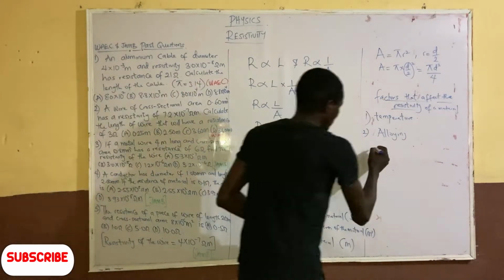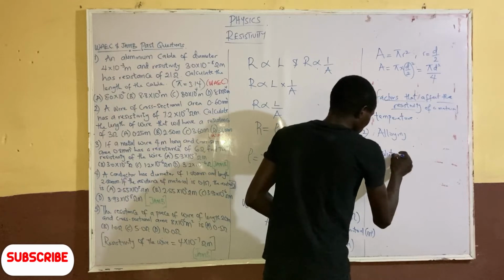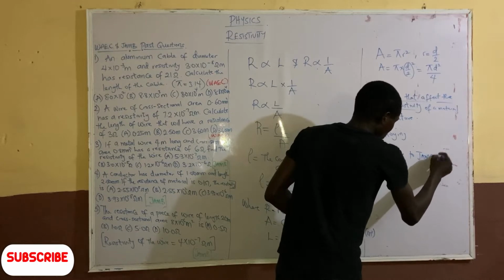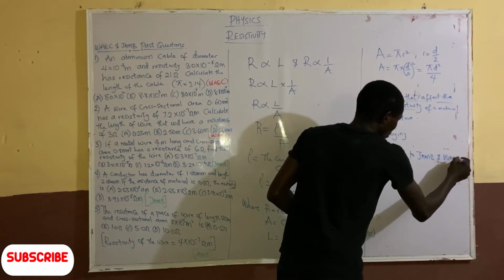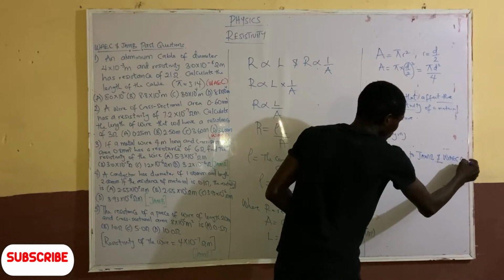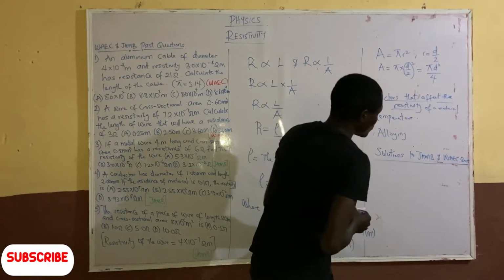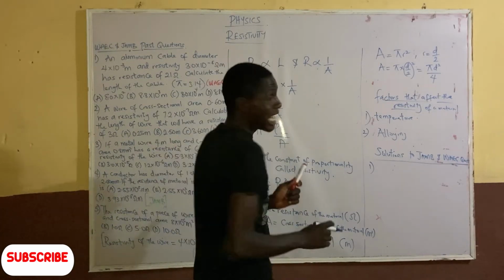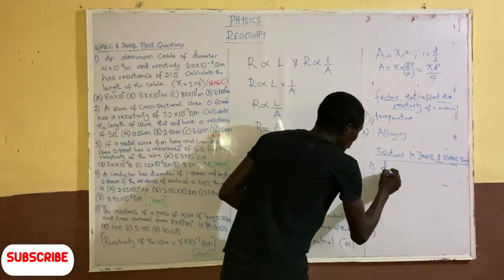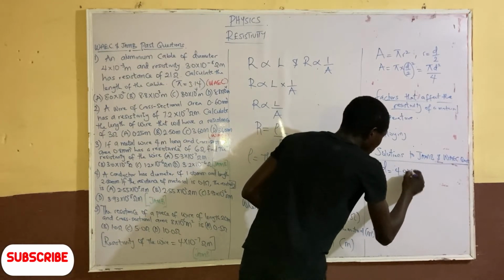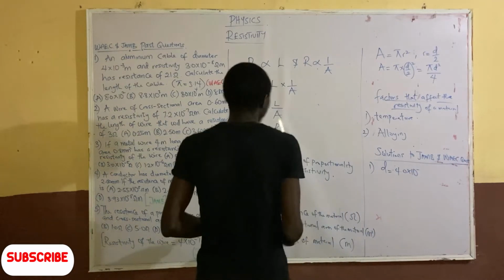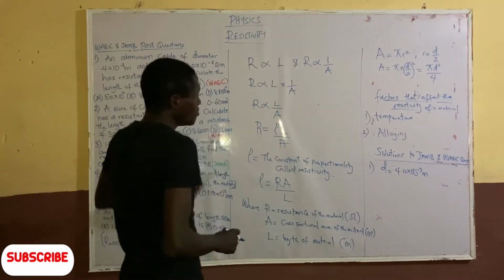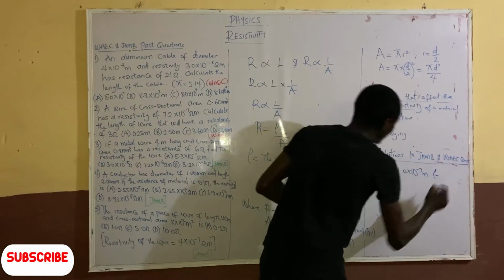So for question number 1, we have the solution to JAMB and WAEC questions, especially the WAEC question. Number 1 says that an aluminum cable of diameter 4.0 times 10 raised to the power minus 3 meter. That's the diameter. And the resistivity rho is given as 3.0 times 10 raised to the power minus 8 ohm meter.